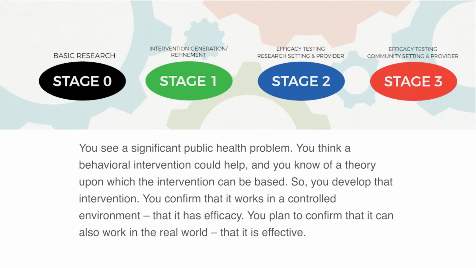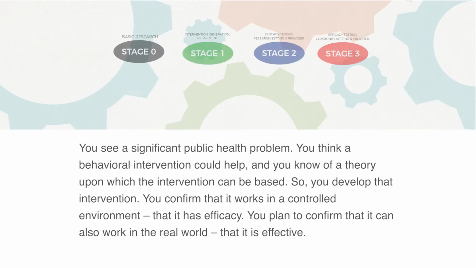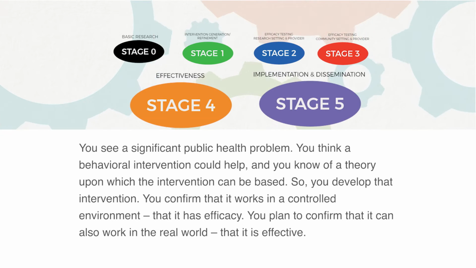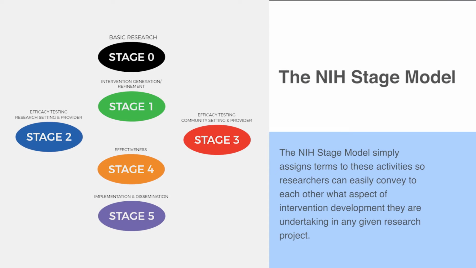You confirm that it works in a controlled environment, that it has efficacy. You plan to confirm that it can also work in the real world, that it is effective. The NIH Stage Model simply assigns terms to these activities so researchers can easily convey to each other what aspect of intervention development they are undertaking in any given research project.